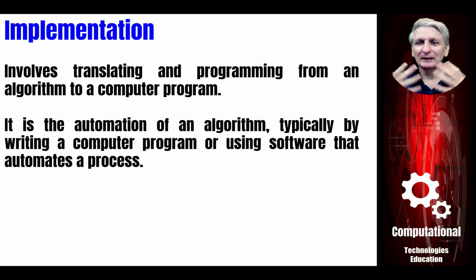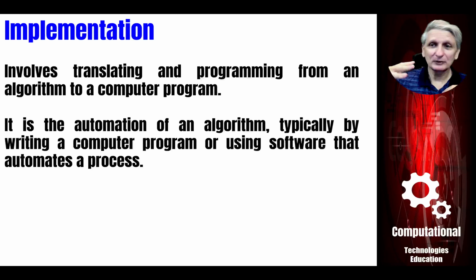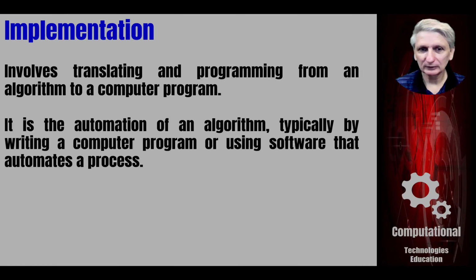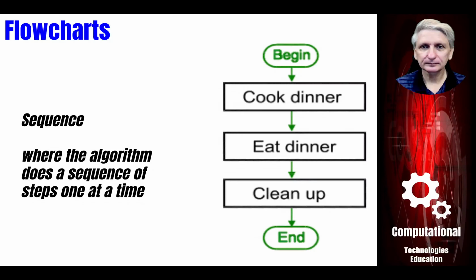Sometimes it can also just be a piece of software that does that, like we can create simple sets of instructions in programs such as Photoshop, which will then change the color and texture and so forth of our images. But in general, it's translating into a programming language. But flowcharts are one way we can use to represent our algorithms.